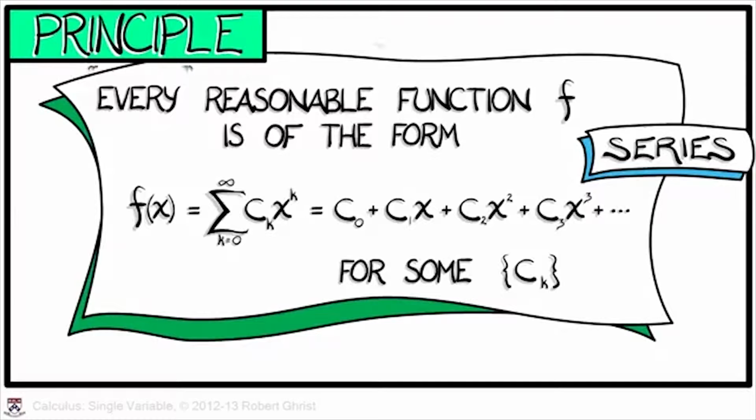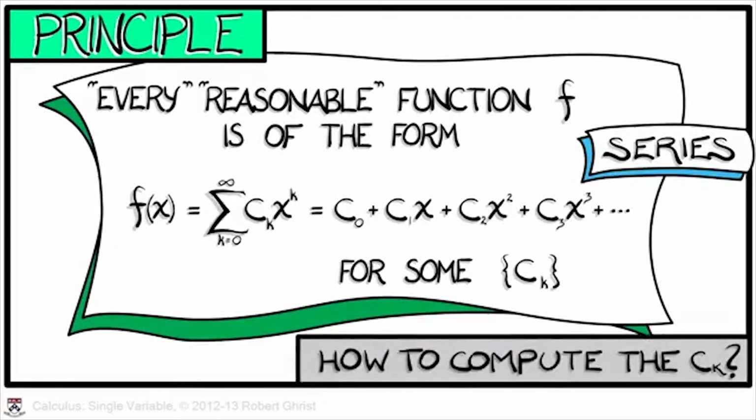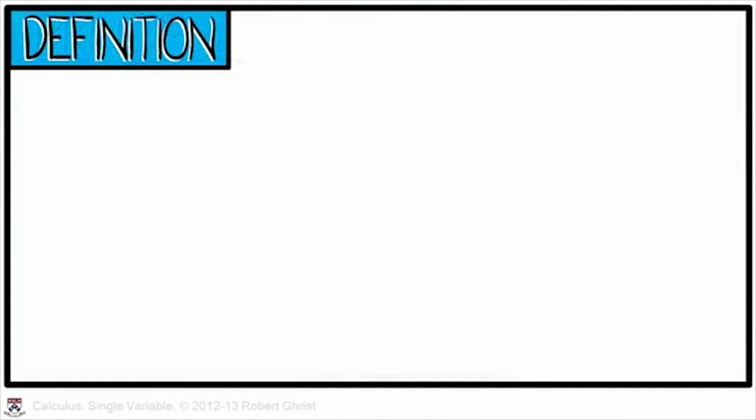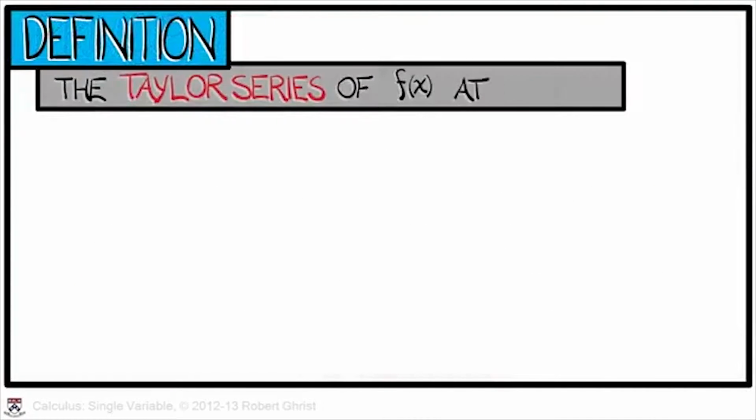of constants. Now, of course, strictly speaking, this is not true. We need to be careful about what we mean by every and reasonable. For the moment, let's pretend that this is true and see where it gets us. We are first led to the question, how do we figure out or compute these coefficients? The following definition is critical.